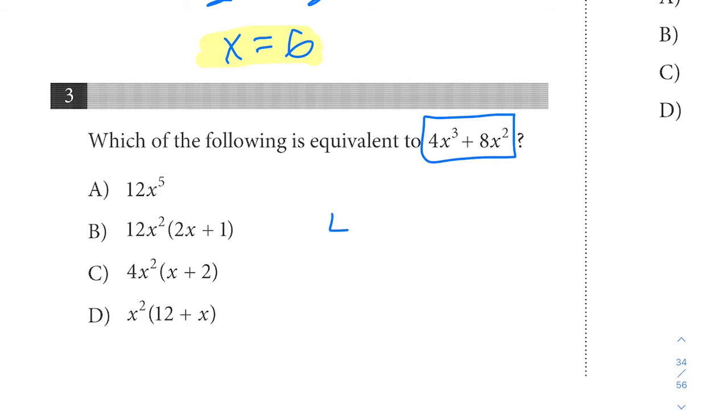So we could factor out a 4. And when I say factor out, it basically means that you are dividing each term in the expression by a 4.